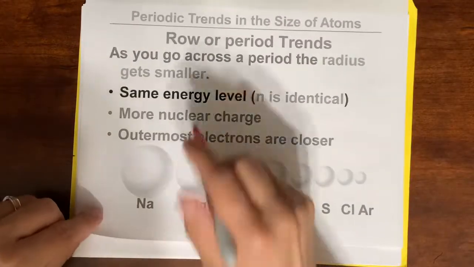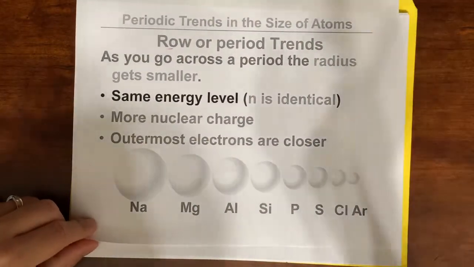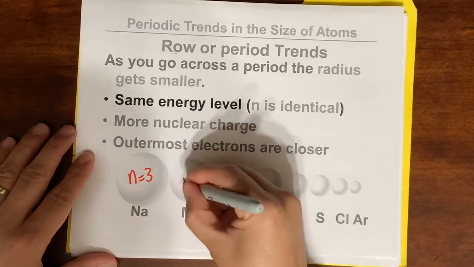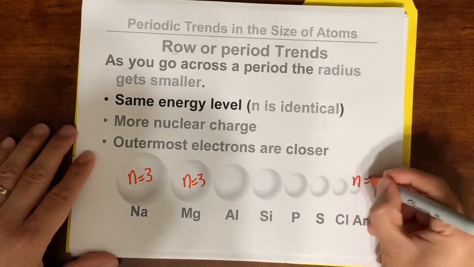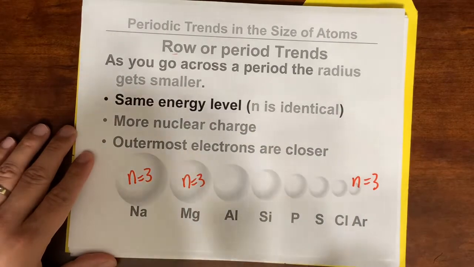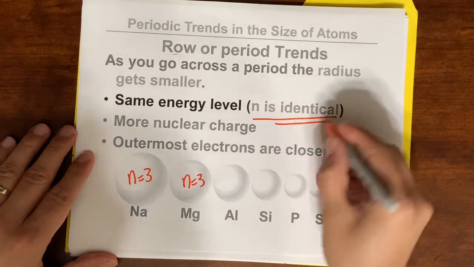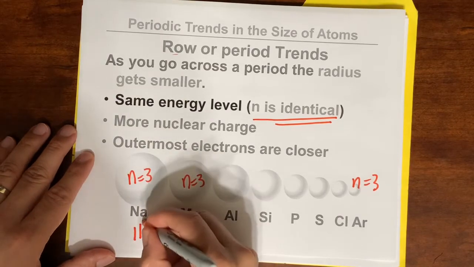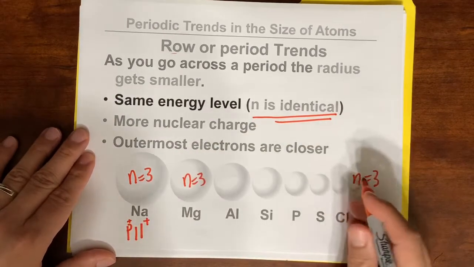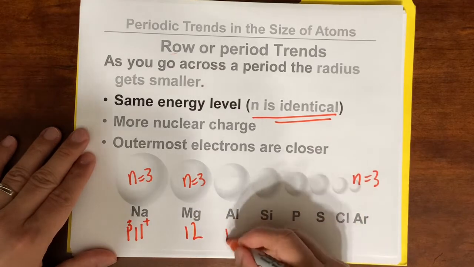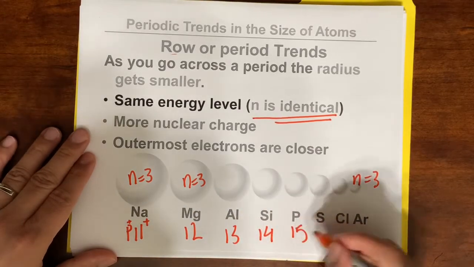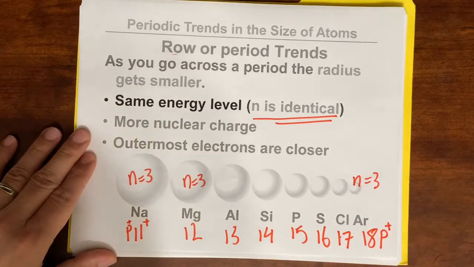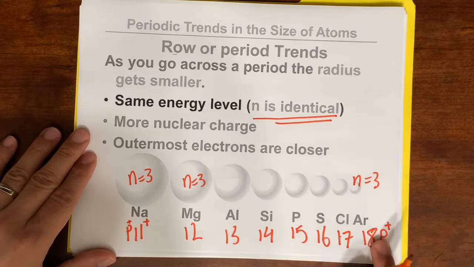Next, when we move in a period, we're not changing n. n is equal to 3, and here still is 3. So we're talking about identical n. The only difference is going to be the number of protons. This one starts with 11 protons. Well, this one is 12, 13, 14, 15, 16, 17, and 18 protons. So number of protons are going up.